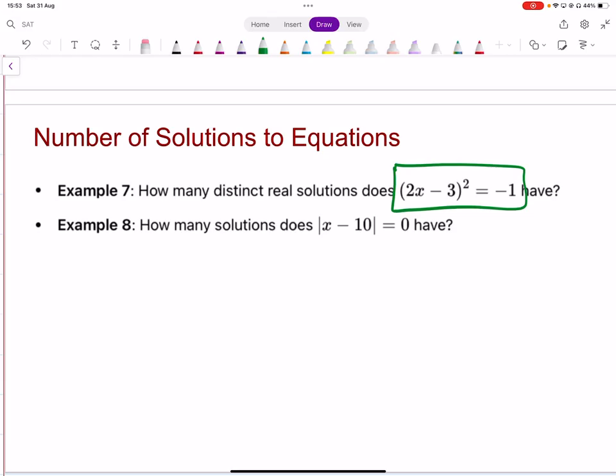On the left side, you have a square. A square always has to be greater than or equal to 0. The least value it can have is 0, right? It can never be equal to negative 1. So this is not possible. So how many solutions does this have then? No solutions. It has 0 solutions, right?